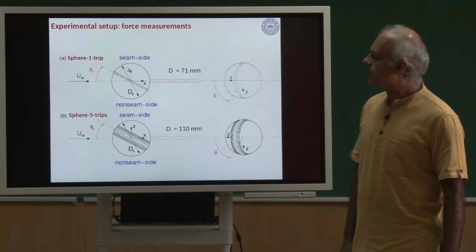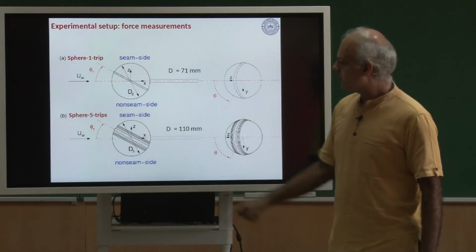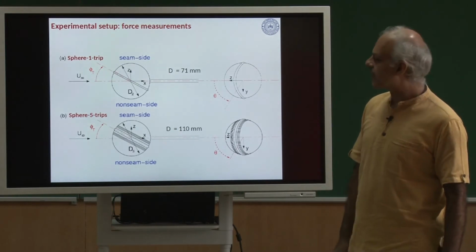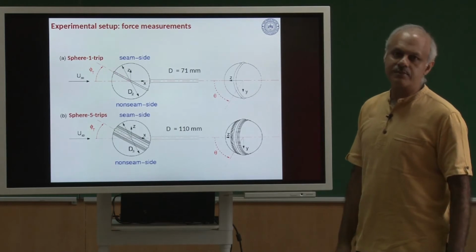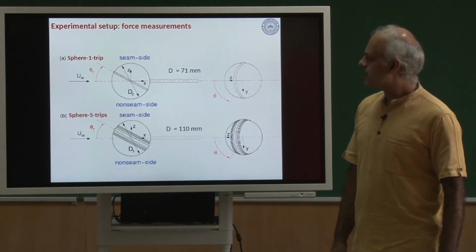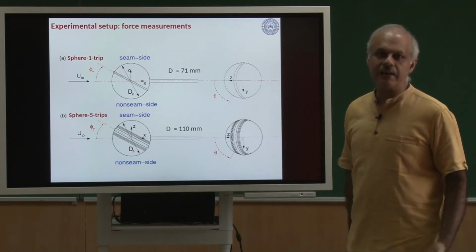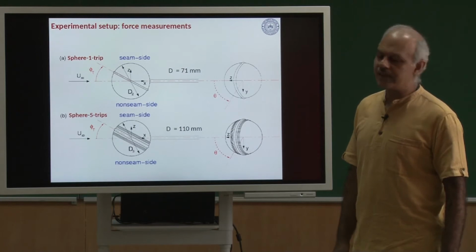Using 3D printing, we made these plastic spheres with seam on them. This is an example of a seam which looks exactly like a cricket ball, and this one is more like a single seam to give us just a study of what the seam does. And then we can adjust the diameters so that we can get the desired Reynolds number in our wind tunnel.